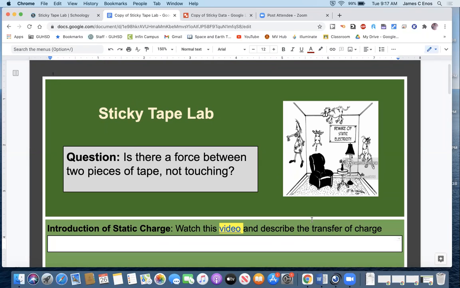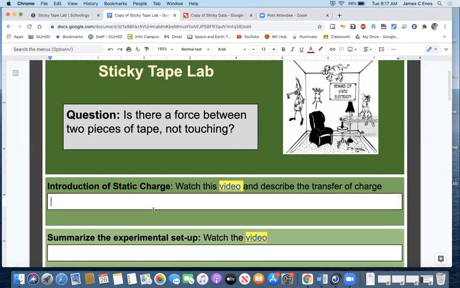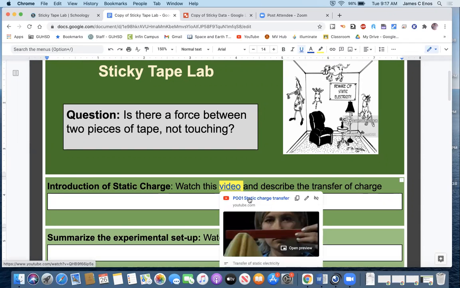So now that you've come here to our sticky tape lab, we're being asked this guiding question: is there a force between two pieces of tape that are not touching? We're going to try to get some evidence today to help answer this guiding question. But before we get into that, we're going to try to see what this static charge is. So I want us to watch this video to describe the transfer of charge.